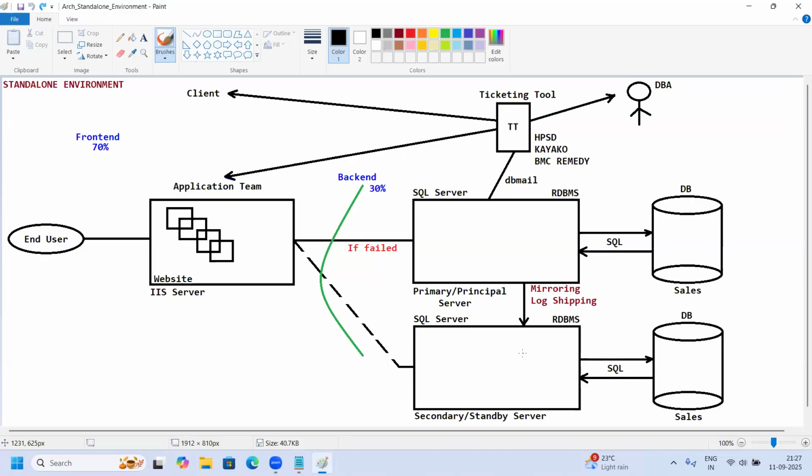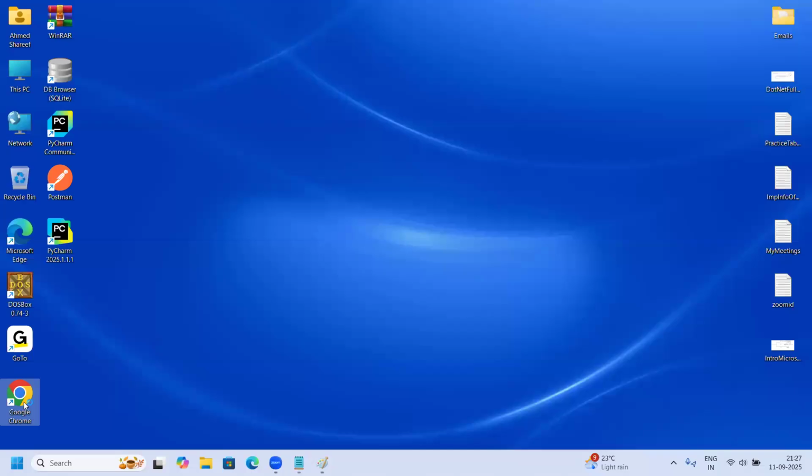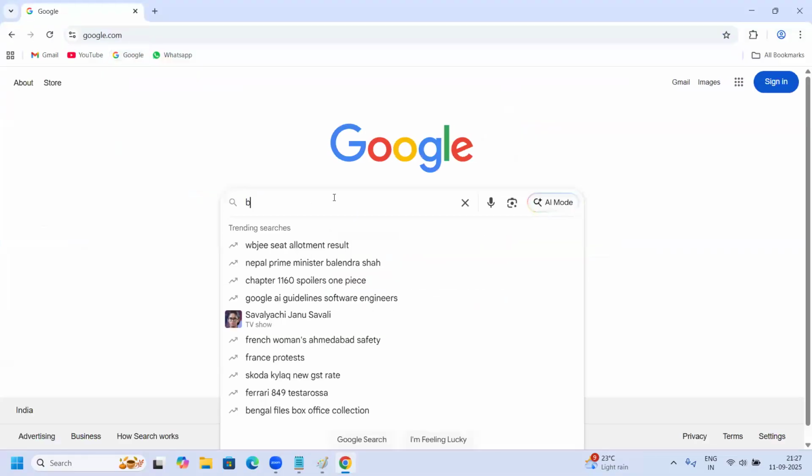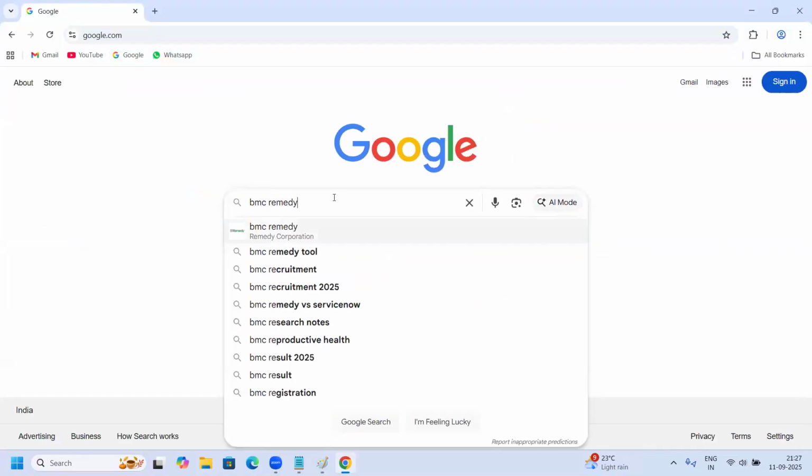And how do you configure this? This database mail, you have to link with a ticketing tool. This is another tool that has to be installed on the server machine. Some of the names I gave for your reference: HPSD, Kayako, PMC Remedy. A lot of other tools are there as well. Google it, I just call it the PMC Remedy tool.